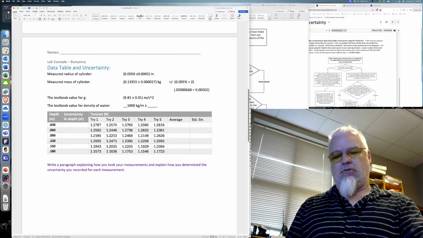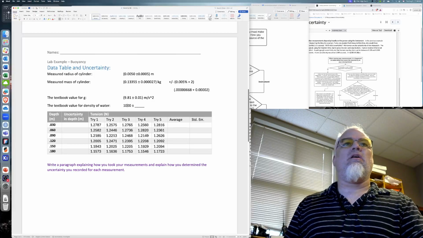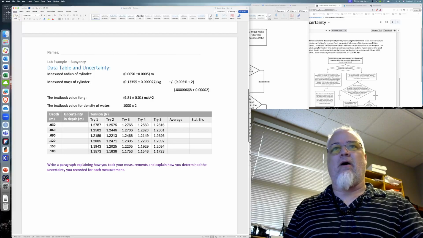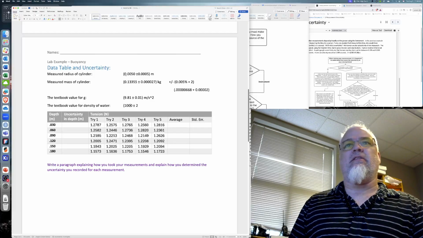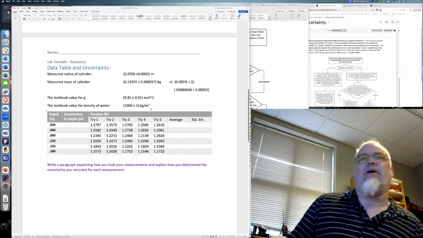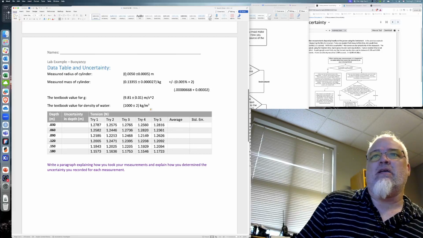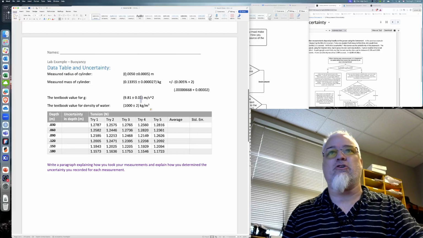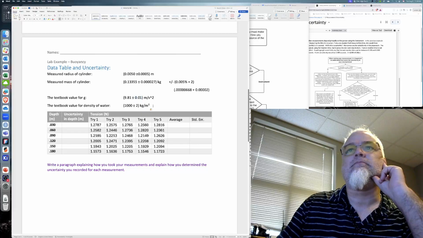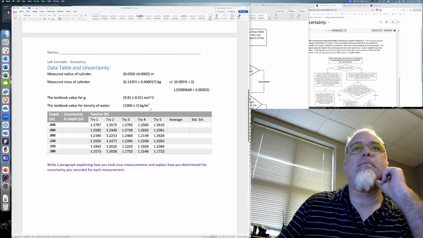And oops, 1,000. Textbook value for the density of water, 1,000, and we're going to assume that when we looked it up in the textbook, it gave us the uncertainty of that because we don't have any way of knowing that. Same thing for the textbook value for g. For this class, all semester, we're going to use 0.01 for the uncertainty in g. Okay, and so we've got these measurements.